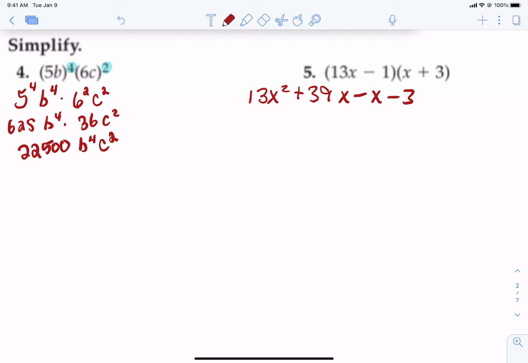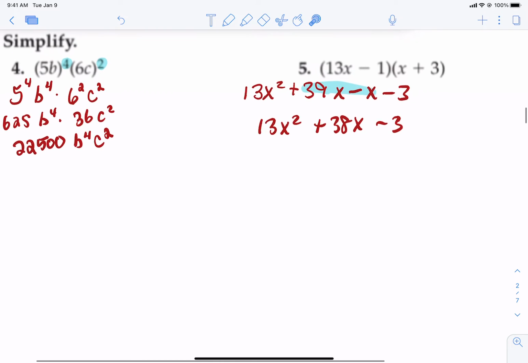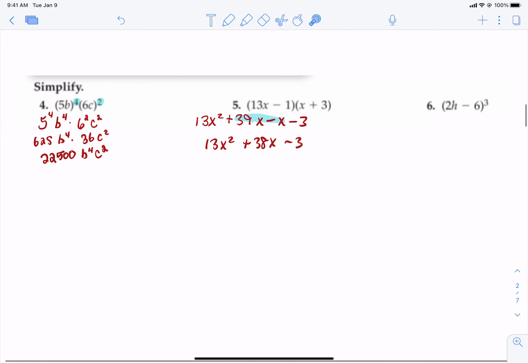Now you're not done until you physically combine any like terms. These 2 terms there are like terms. 39x minus x gives me a total of 38x. The 13x squared and the -3 just come down for the ride because there's no like terms to change or combine there. It is customary to put that in descending order, our highest power, then the next, and then the next. So try to keep your final answer like that. So there is 4 and 5. Let's move on to number 6.